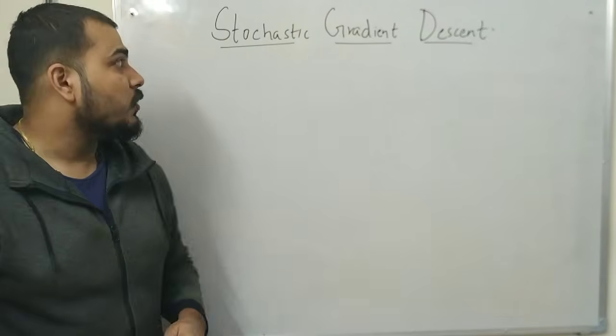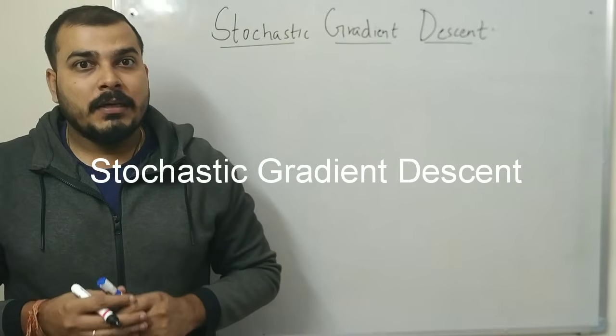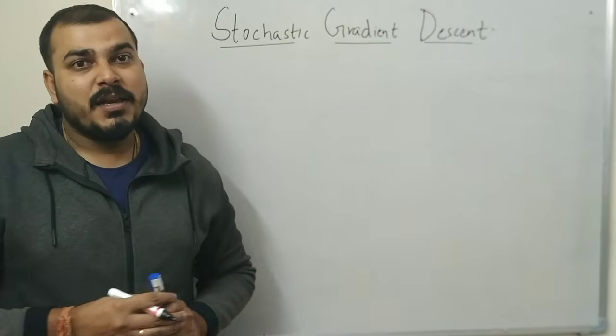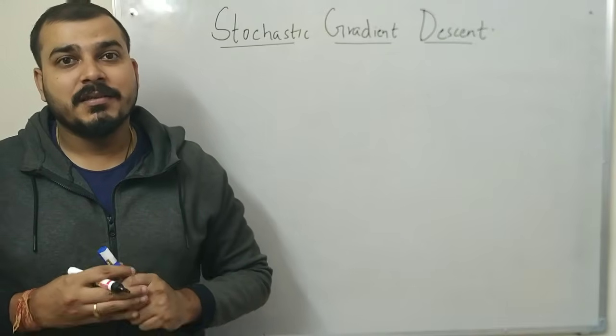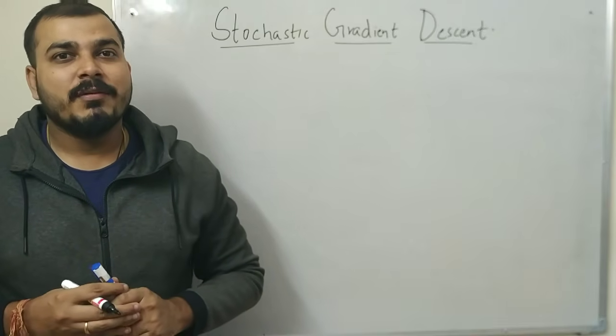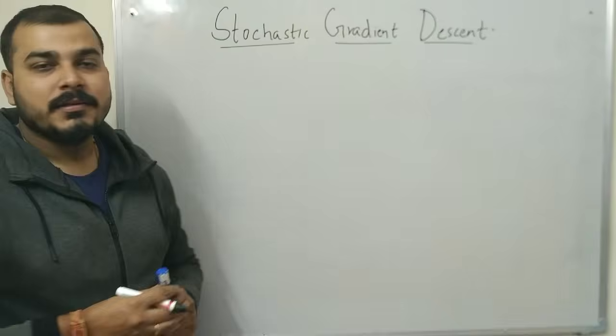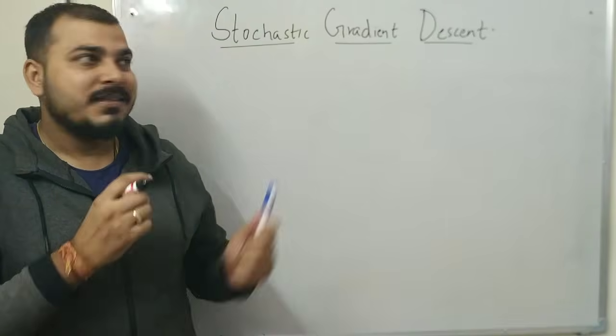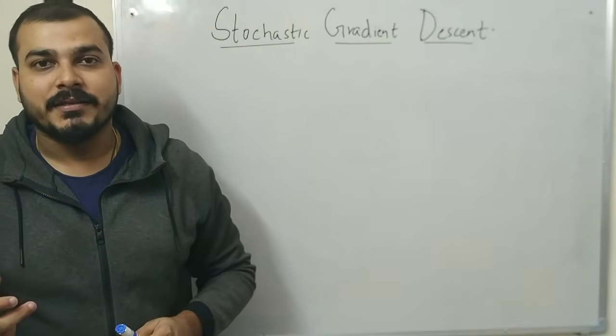Today we'll be discussing stochastic gradient descent. In my previous video, in my deep learning playlist, I've basically discussed gradient descent. Now we'll try to understand what exactly stochastic gradient descent is. What is the exact difference between SGD and gradient descent itself?